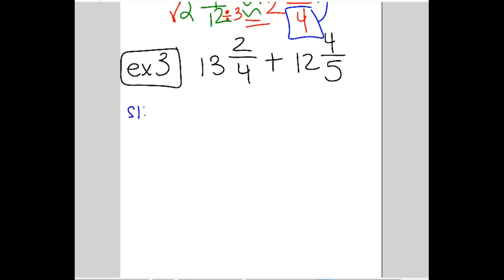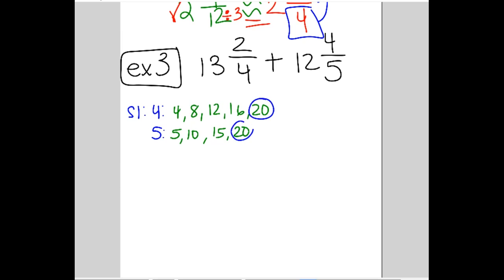Step 1, common denominators. What do I know about my 4s and my 5s? Let's go ahead and skip count. So I have 4, 8, 12, 16, 20. Oh, I can stop there because I know that 5, 10, 15, 20 works for me. So 20 is the first number that is the same. That is my common denominator. That means that's my new denominator. So let's go ahead to step 2.